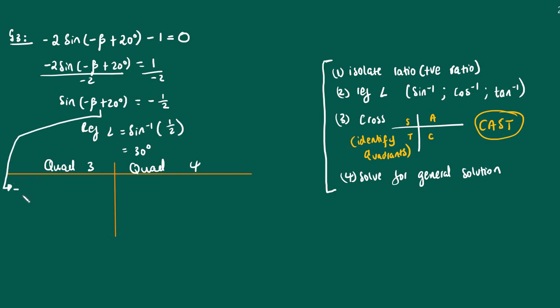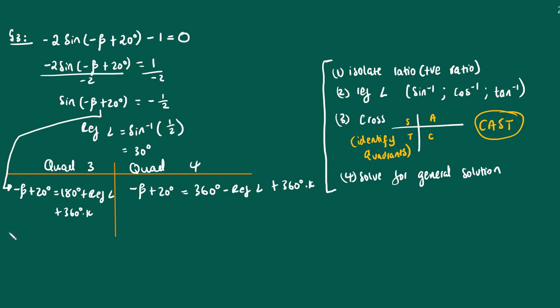So remember, you take this as it is down here, right? So you're going to say negative beta plus 20 degrees is equal to, in quadrant 3, 180 degrees plus the reference angle, and then plus 360 degrees times k, because I'm dealing with sine. This side you still take negative beta plus 20 degrees, but in quadrant 4 it is 360 degrees minus the reference angle, and then plus 360 degrees times k.